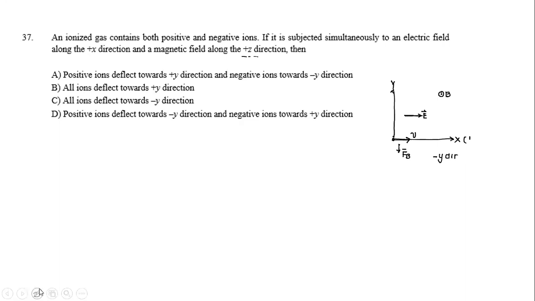Now let's look at the negative charge. What will happen if there's a negative charge? The force acting on the negative charge will be opposite to the direction of the electric field. Hence, the negative charge will acquire a velocity also like this. In this case, for the positive charge force will act towards the right, for the negative charge velocity will be towards the left. So this is the direction of force, which is the same as for the positive charge. Even this will also move along the negative y direction. So all ions deflect towards the negative y direction.